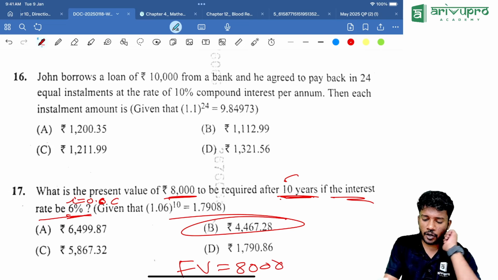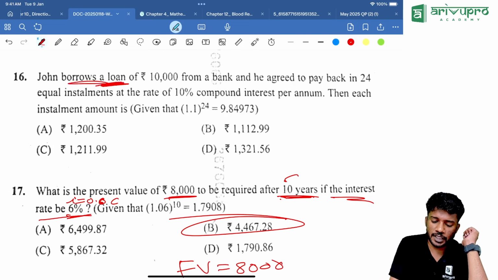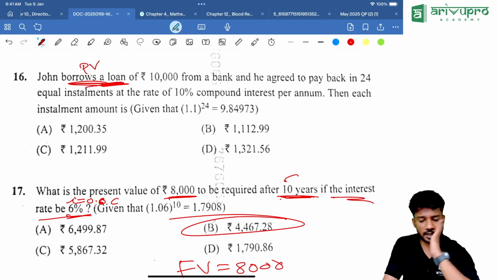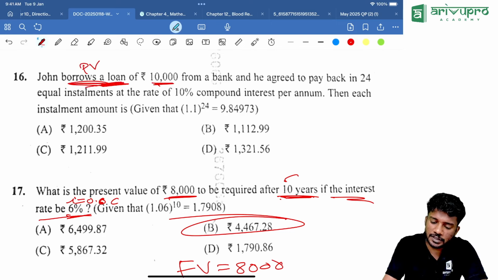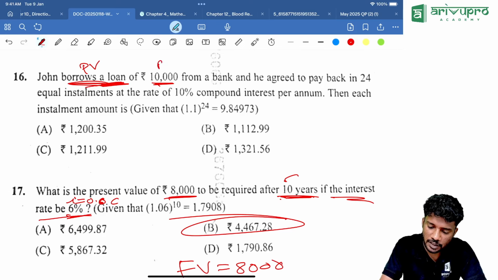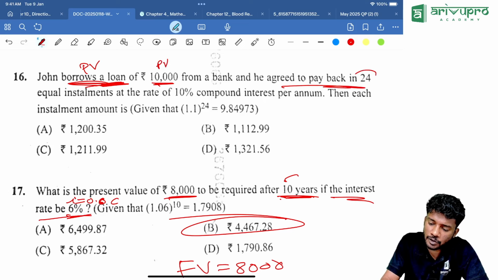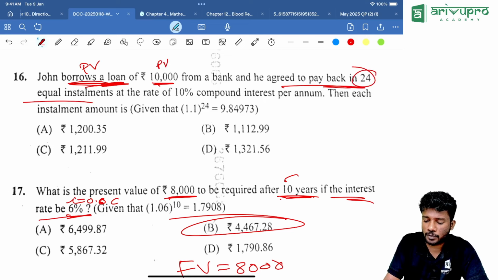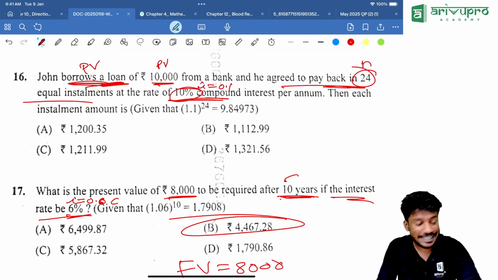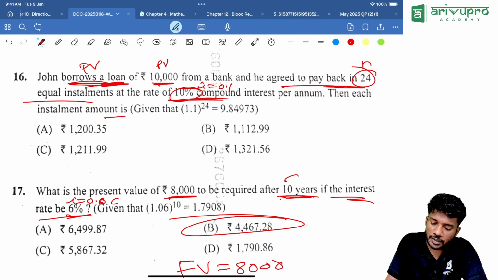John borrows a loan. Loan means what? Borrows and loans means what? Present value we are talking about. 10,000. So present value is how much? 10,000. PV is 10,000. From a bank, he agreed to pay back in how many installments? 24 equal installments. That means N value is how much? 24, at the rate of 10%. That means I is equal to 0.1. Then each installment amount is how much? They are asking for A value.